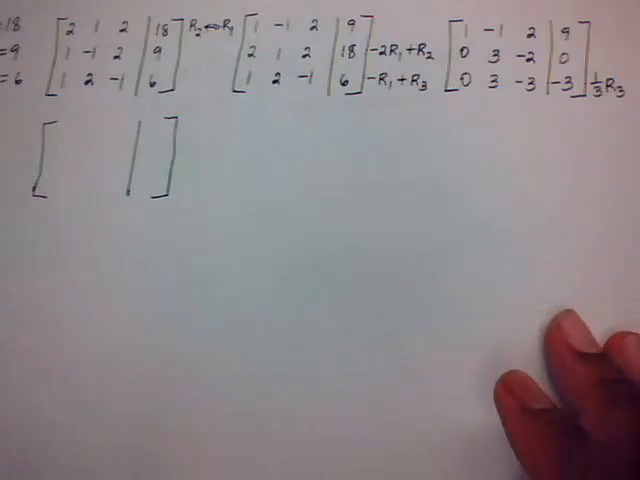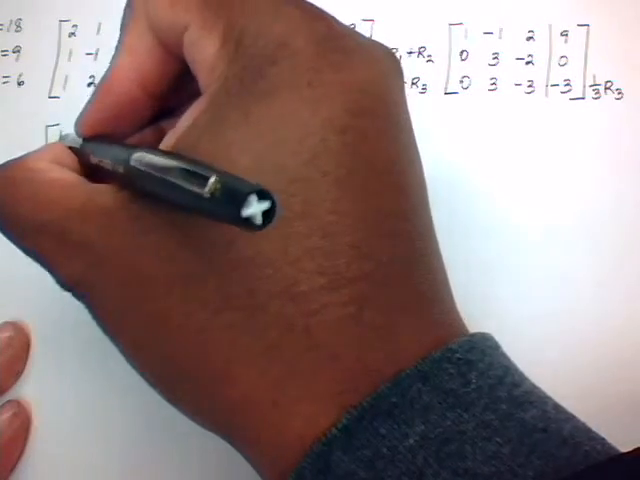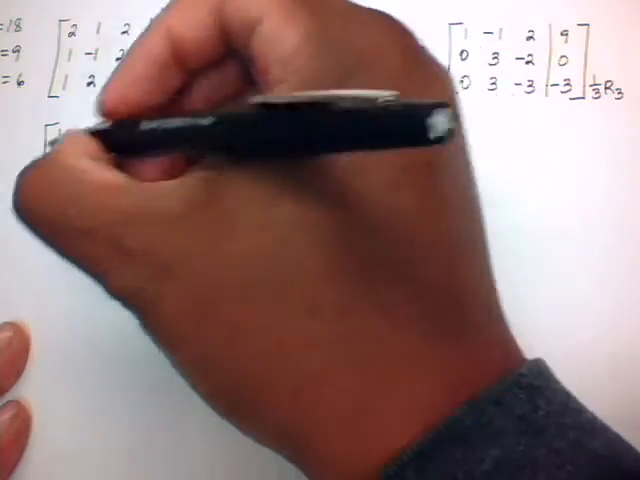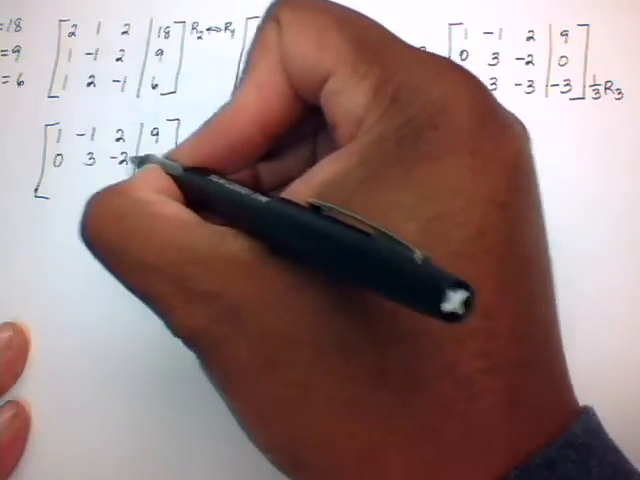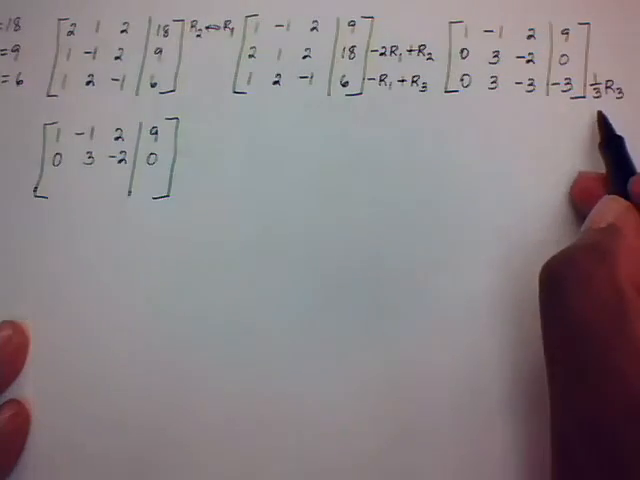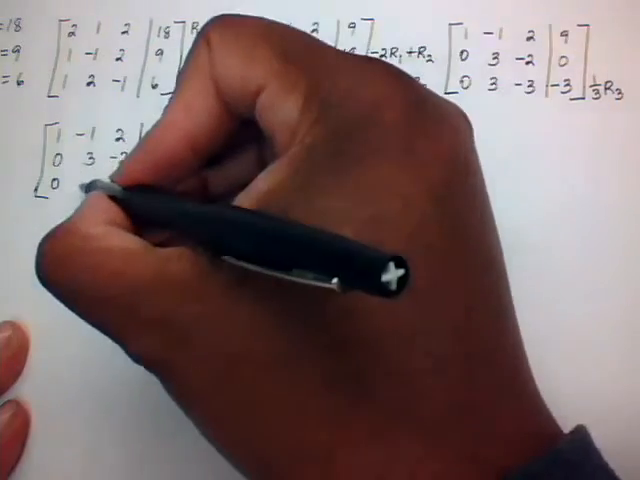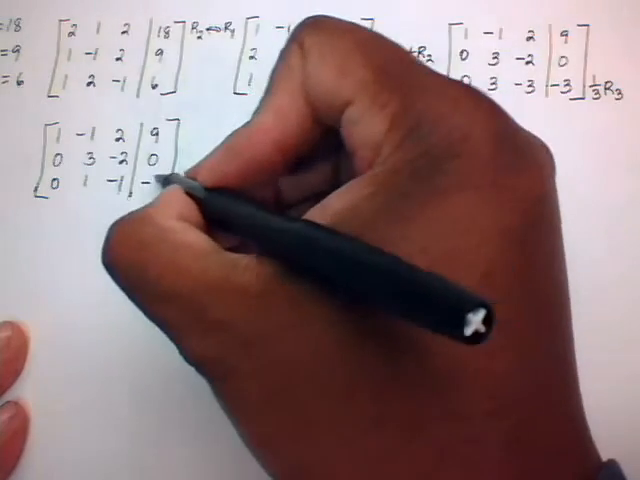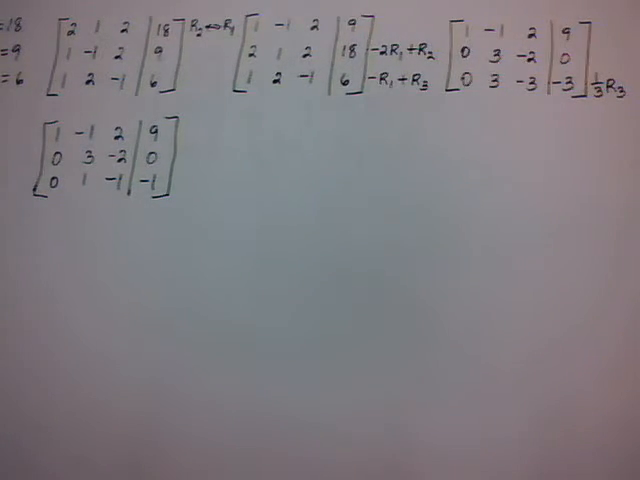Now keep in mind these first 2 rows are going to remain the same. So I'm going to have 1, negative 1, 2, and 9. And then 0, 3, negative 2, and 0. But when I take 1/3 of this row, 1/3 of 0 is 0. 1/3 of 3 is 1. 1/3 of negative 3 is negative 1. And this will be negative 1 as well. 1/3 of negative 3.